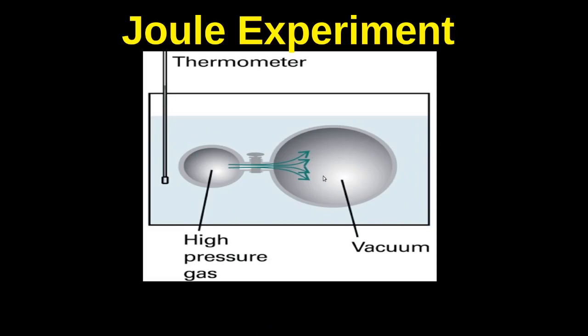A was filled with a gas at a high pressure and B was perfectly evacuated. The bulbs were surrounded by a water bath and its temperature was noted with a sensitive thermometer. The stopcock was opened and the gas rushed from A to B. The green line shows the gas rushing from A to the evacuated flask B.